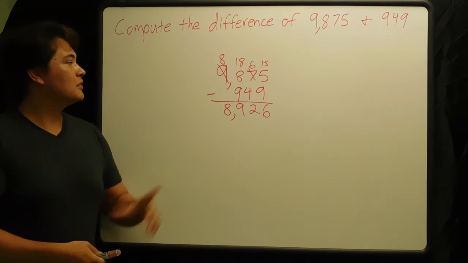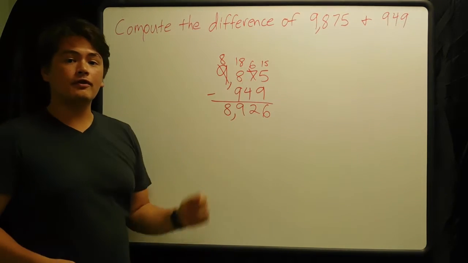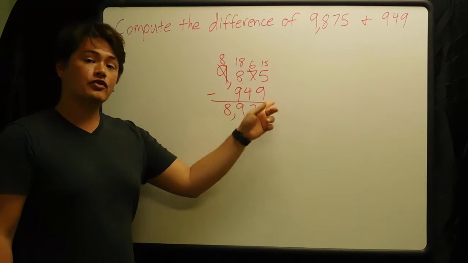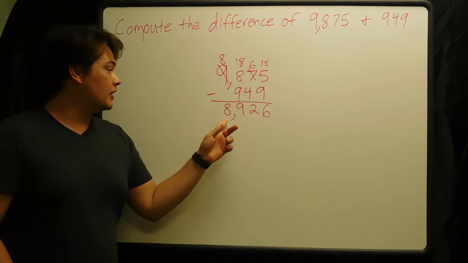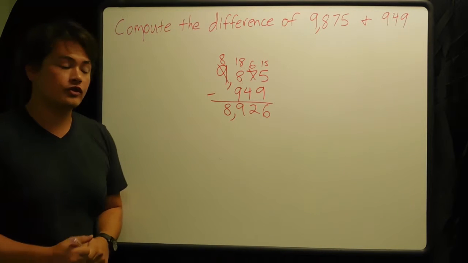So there you have it. 9,875 subtracted by 949 is going to give us the final answer of 8,926.